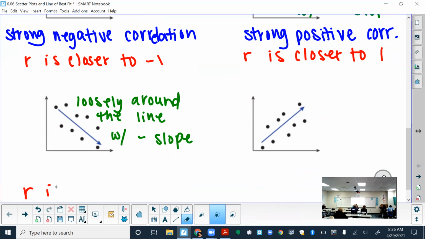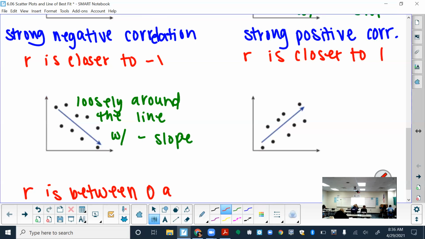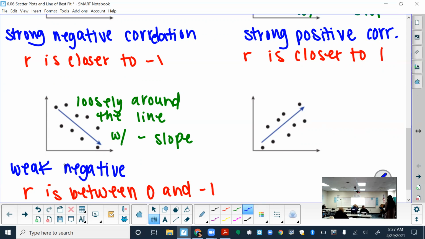Good, so I'm going to change that. R is between 0 and -1, sorry. Because we know it's negative, but it's not as strong as the other one. What's the opposite of strong? So we would say that this one is weak negative correlation.